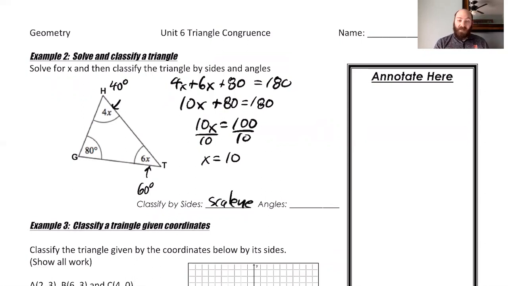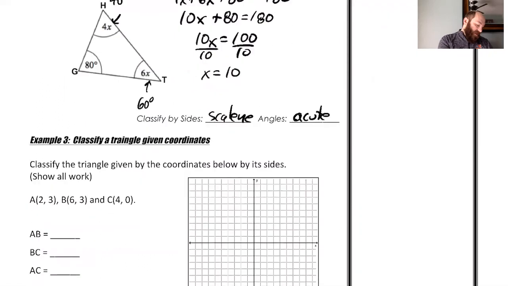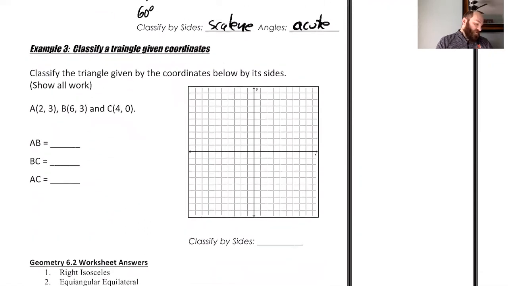All the angles are less than 90 degrees. It is an acute triangle. All right, one last example for my video here. We're going to classify a triangle given these coordinates.